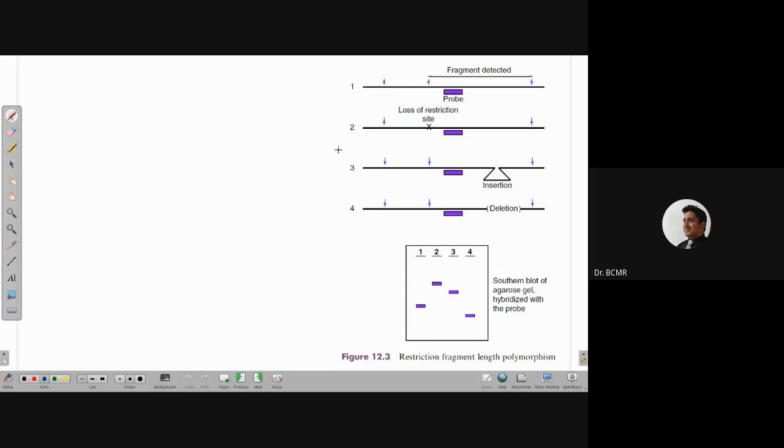So now one of the techniques we want to discuss is: if there are any insertions, deletions, how do we detect them? This is about large scale ones, and you know about it. It's called RFLP, or restriction fragment length polymorphism. The meaning of the technique is in the name; if you know the name, you can figure it out easily.